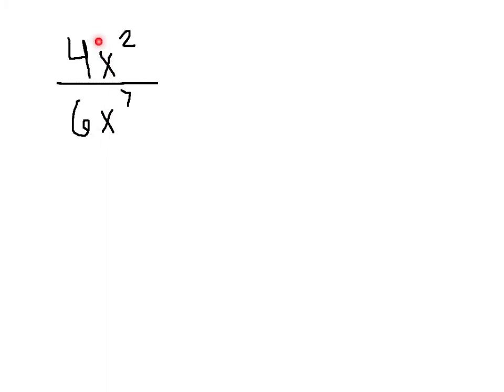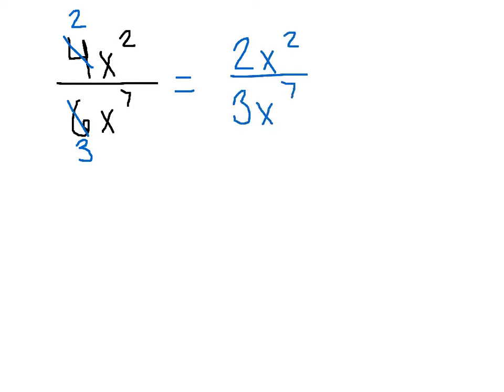Here we have 4 over 6. Treat it just like a fraction. We have to simplify the top and the bottom, so we have to figure out what number goes into 4 and 6. That number is 2. If I divide the top by 2, it turns into a 2. If I divide the bottom by 2, it turns into a 3. So then I end up with 2x squared over 3x to the 7th. I'm going to rewrite that so you can see. So we end up with 2x squared over 3x to the 7th.